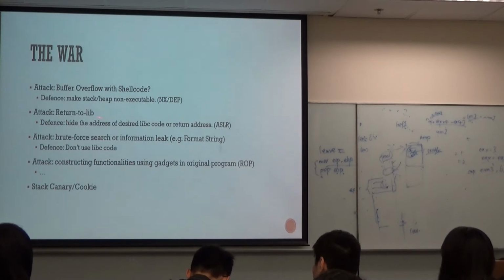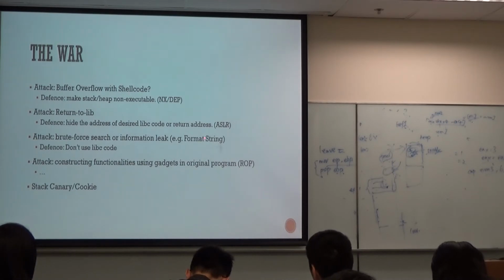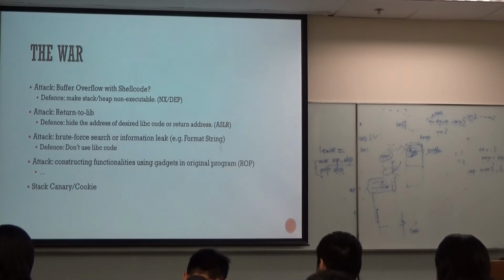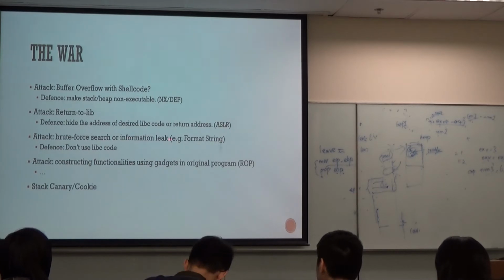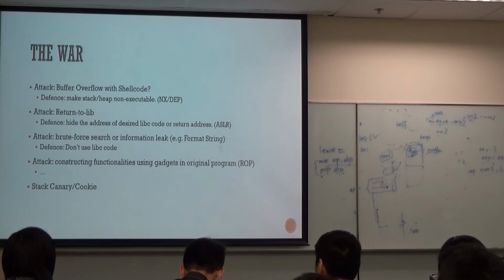Okay, and people came up with an idea, which is to hide the address of the desired libc code or the return address on the stack, to randomize the address space, so that the attacker is not able to guess the address of the stack or the C library function. But this is just a mitigation, not a defense, because we can brute-force search the memory space or use other vulnerabilities to leak the address of the stack or the C library. So we can still brute force this, and the defense is don't use libc code.